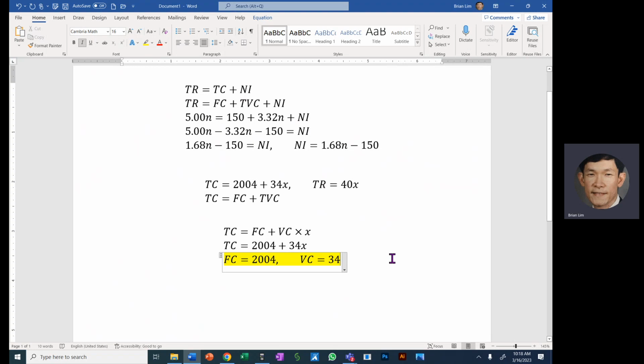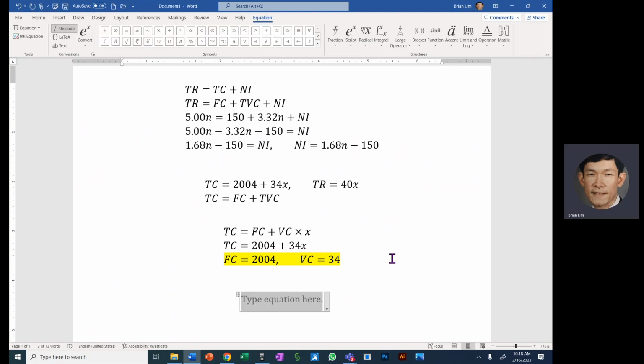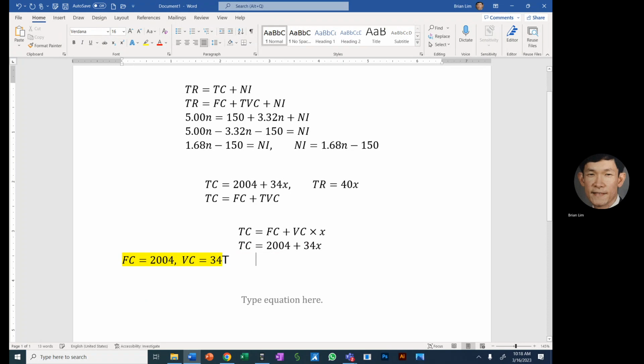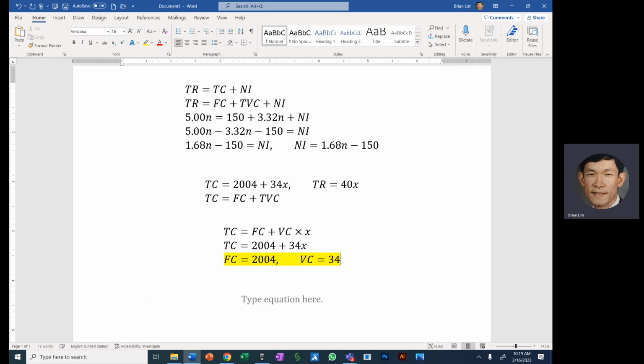Okay, so next one is, let's go down and we can put in the total revenue. So the total revenue, sorry about that. We got a lot misaligned there, got out of position. So total revenue is equal to 40 times x, as is right up here.